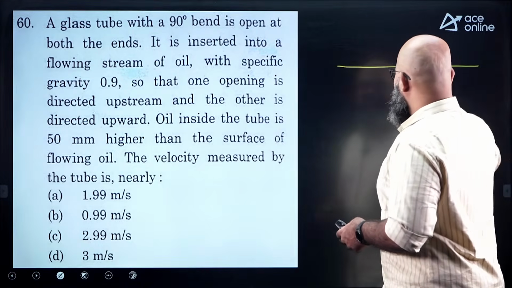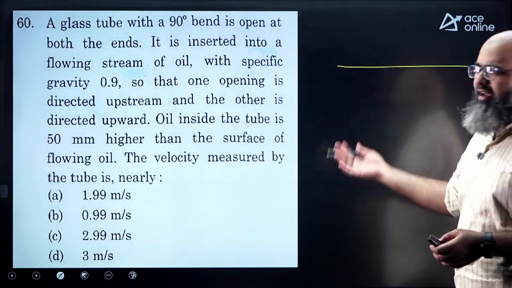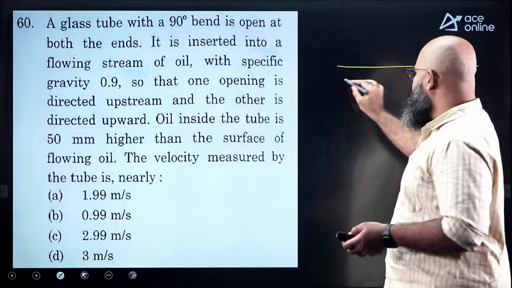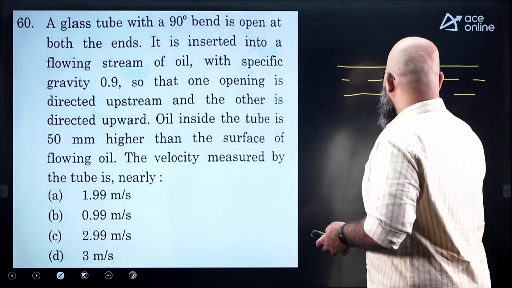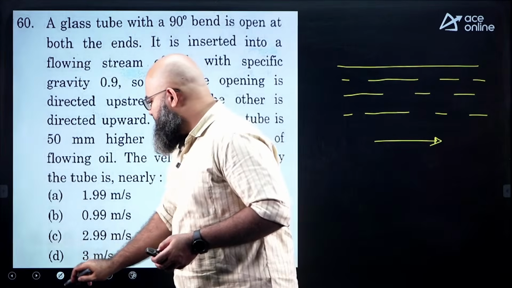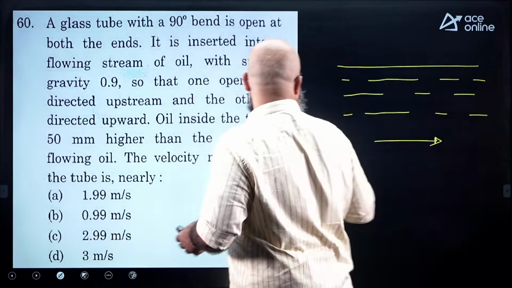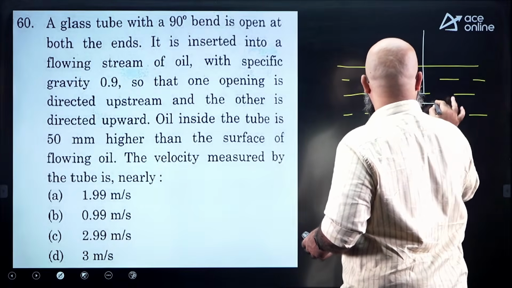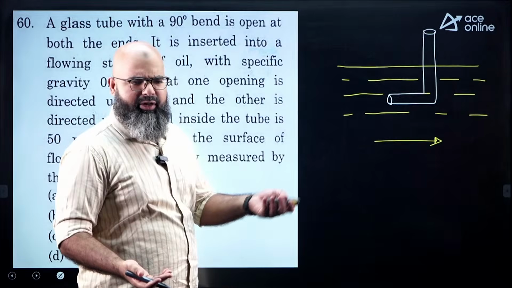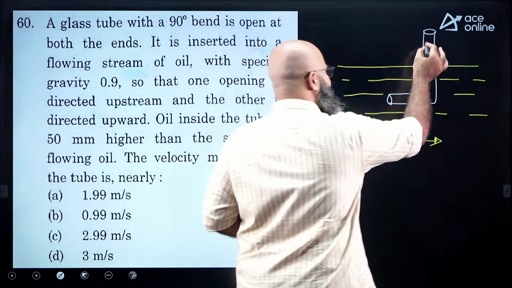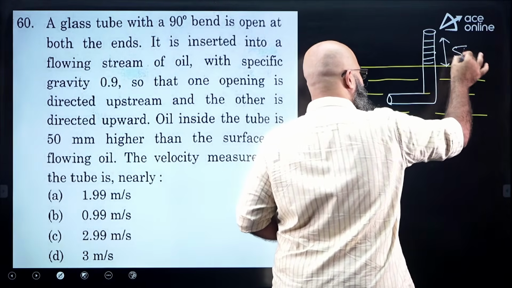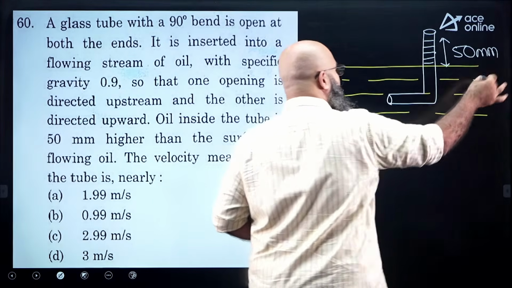Now look, this is a very simple question. He did not give you a diagram. He tried to mention the entire diagram as a statement. So he is saying you are having some flow of oil over here. Let us say this is a direction of flow. He has mentioned that he is placing a pitot tube kind of instrument over here, a 90-degree bend pitot tube basically. He is saying the rise in oil over here is up to a height of 50 mm. That means this 50 mm is basically your dynamic head.